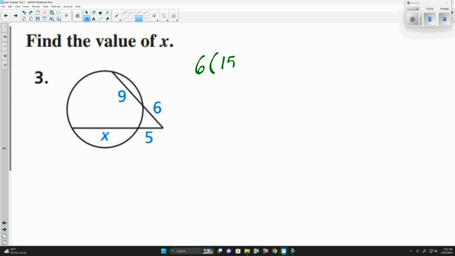6 times 15 is equal to 5 times. Oh, you added. I got it. Sorry. x plus 5. Now 6 times 15 is 95, is equal to 5x plus 5. Right. Nope, it's not 95. It would just be 90.